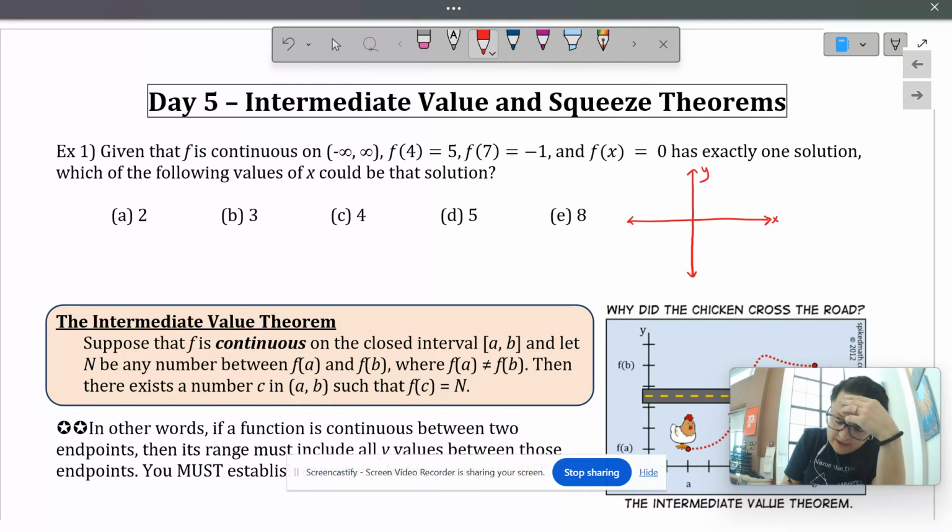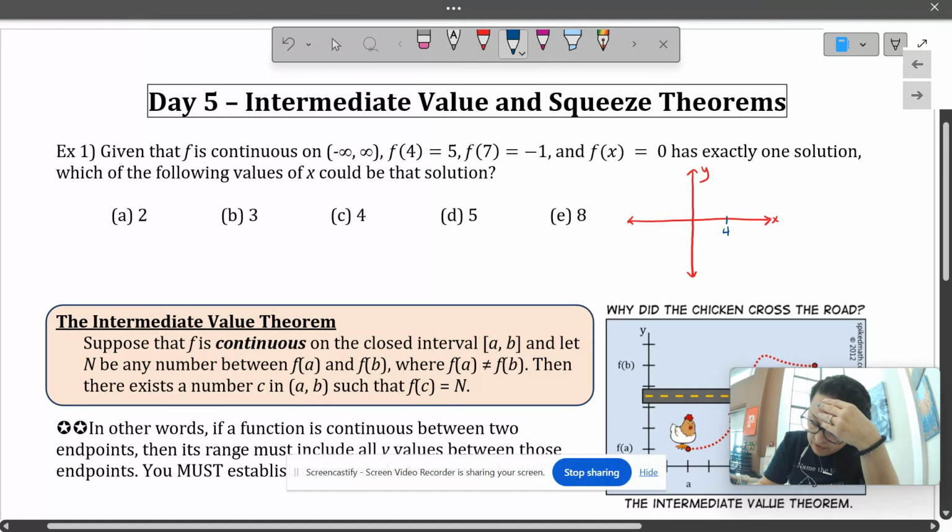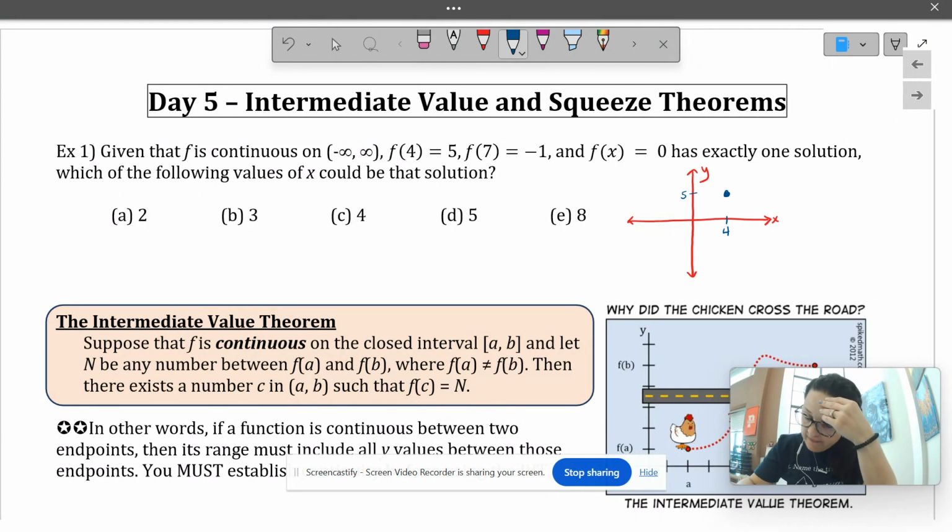And it says f of x is continuous from negative infinity to infinity. Okay, fine. Continuity, we now know, means that it's basically uninterrupted, no asymptotes, holes, or jumps. So this is continuous. And I know that f of 4 is 5. So there's 4, there's 5, there's f of 4 is 5. F of 7 is negative 1. So there's that. And I know that f is continuous, which means I have to connect the dots.